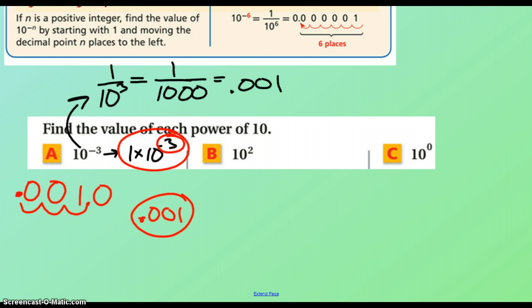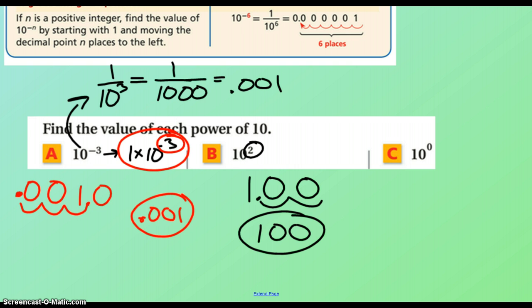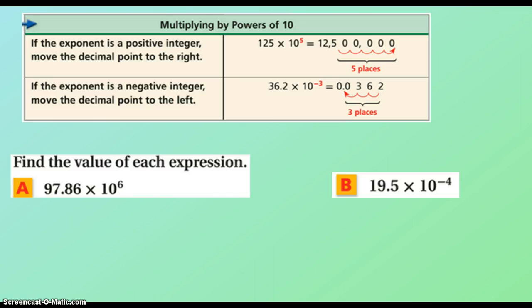10 to the second, you know 10 times 10 is 100, but just to prove the point here, since it's to the positive second, I can move that decimal 1, 2 spots to the right, fill that, and we get 100. Alright? And there we go. And if you ever see 10 to the 0, that's like 1 times 10 to the 0, okay? And you're moving your decimal 0 spots. So 1.0, just like that, alright? So that's how that works.